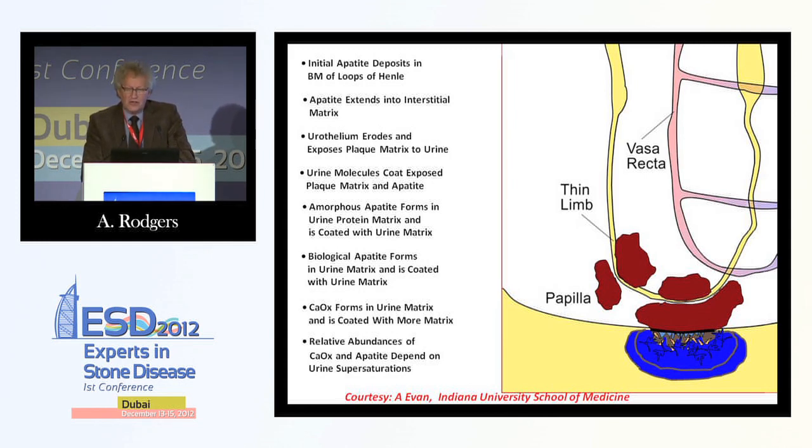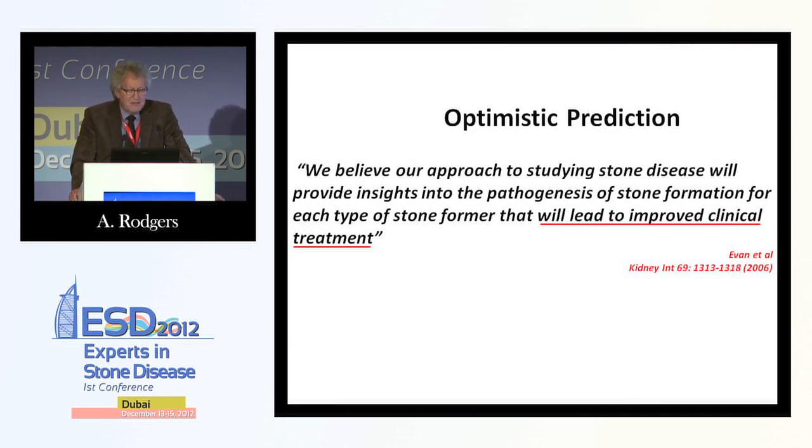If you keep your eye on the cartoon, you'll see it developing, urine macromolecules being involved, amorphous apatite being deposited, then the formation of biological apatite, as you see in the cartoon, followed by calcium oxalate formation, and we get this deposition. So there's a lot of interest from the research point of view in this mechanism of stone formation. And again, we have optimistic predictions that this approach will eventually lead to improved clinical treatment.